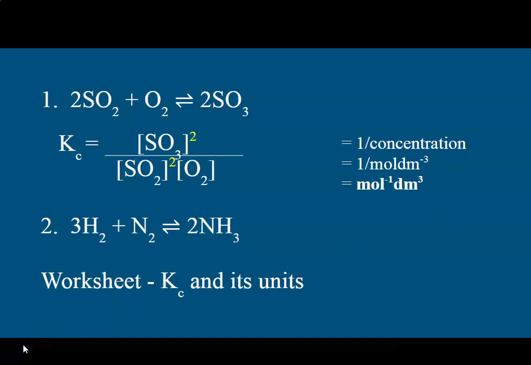Pause the video while you work out the answer to number 2. So, number 2, the solution is Kc equals NH3 in square brackets raised to the power of 2 over H2 in square brackets to the power of 3 times the N2 concentration in square brackets with no power. So the units you should get at the end of that are 1 over moles squared dm to the minus 6. Take that to the top and you get moles to the minus 2 dm to the 6.